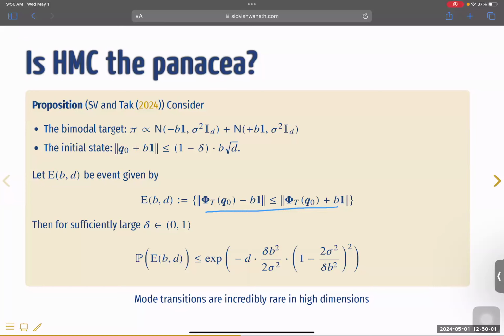And in that case, this example proposition shows that typical Hamiltonian Monte Carlo cannot make a transition often, because the probability of transitioning from one mode to the other well separated mode is exponentially decreasing to zero. So this is the drawback of the typical Hamiltonian Monte Carlo, and Seed is proposing something new to overcome this situation.